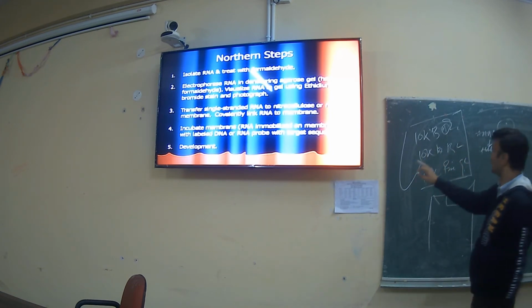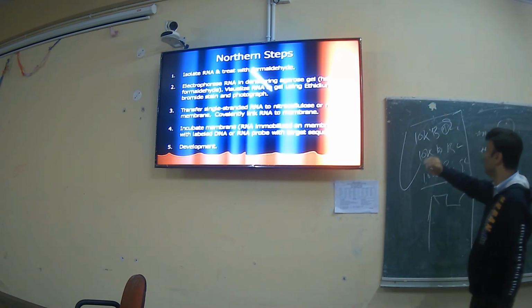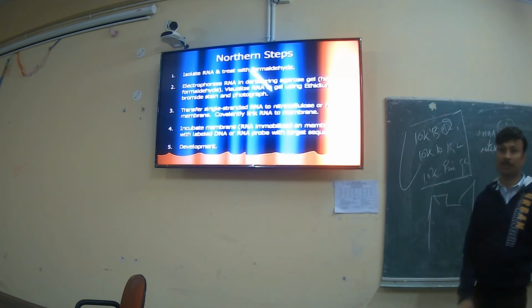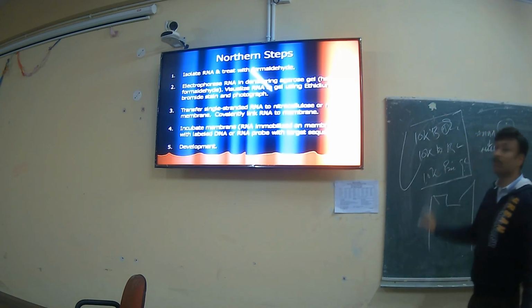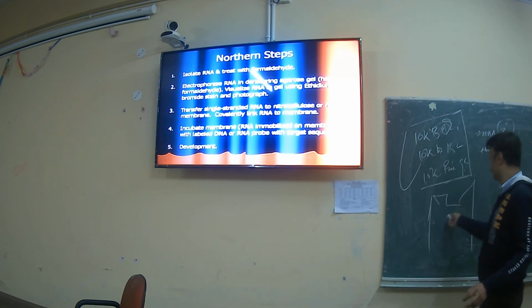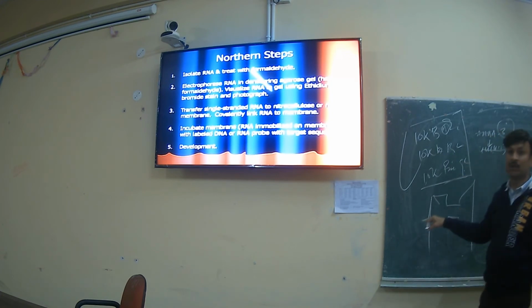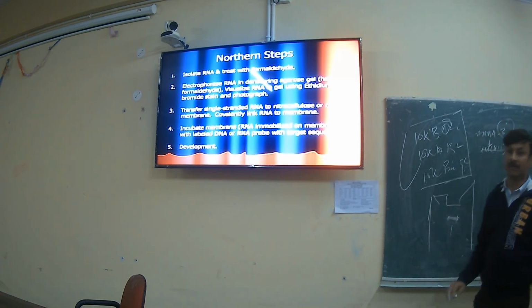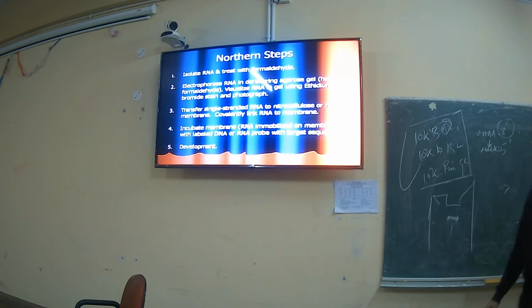You know that one is a 10 kilobase pair double-stranded DNA, one is a 10 kilobase RNA, and the third is a 10 kb prokaryotic genome. All have the same molecular weight. So will only one band appear when you perform agarose gel electrophoresis, or will more than one band appear? Think about it. Give some time.